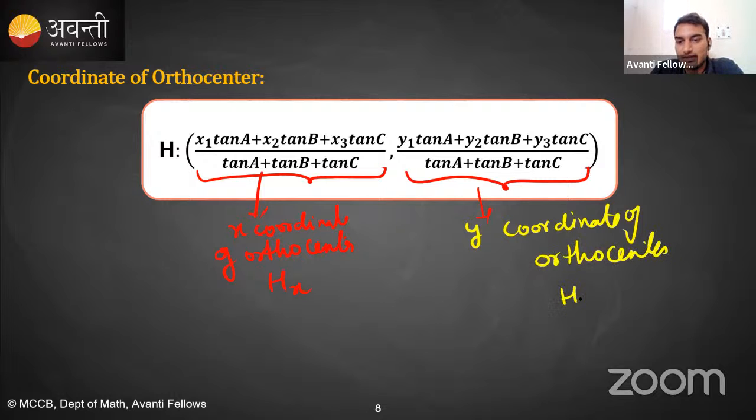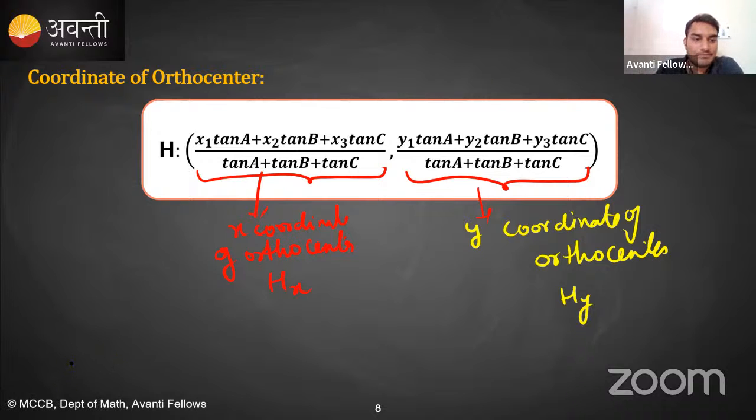You can denote it with HY. So what is this? X1 tan A plus X2 tan B plus X3 tan C upon tan A plus tan B plus tan C. Similarly, the Y coordinate will be Y1 tan A plus Y2 tan B plus Y3 tan C upon tan A plus tan B plus tan C. So this is a direct formula to get the orthocenter.